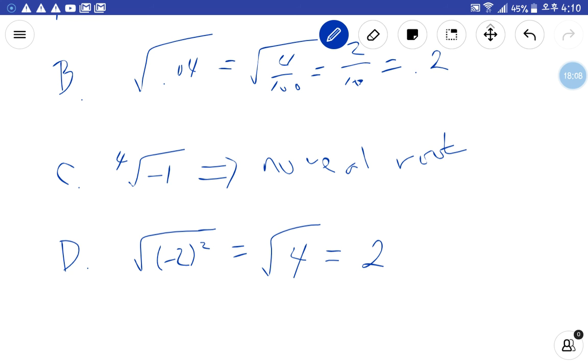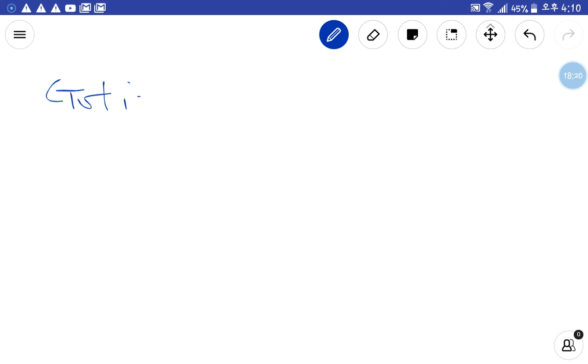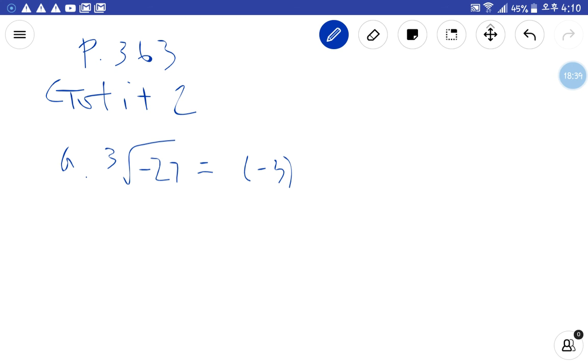Alright, please pause this video to work on got it 2 by yourself. Alright, let's go over got it 2 together. Now I'm on page 363. Now got it 2 A. My question, cube root of negative 27. Is it available? Yes, because negative 27 is a negative. So negative 3 cubed would be negative 27. So I can cancel these out. Then what is my answer? Negative 3. That's my answer.